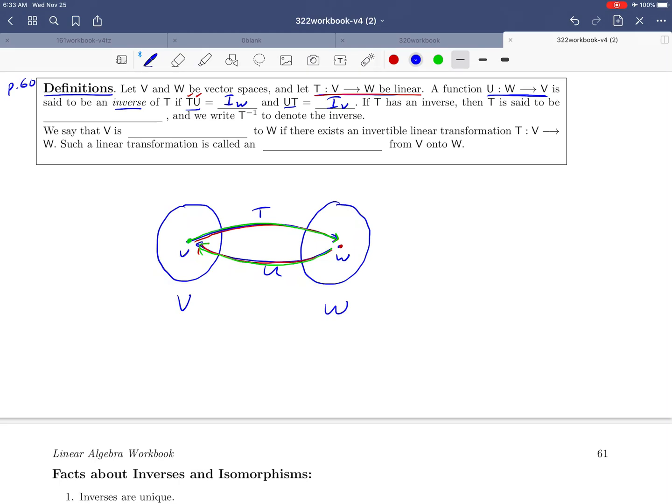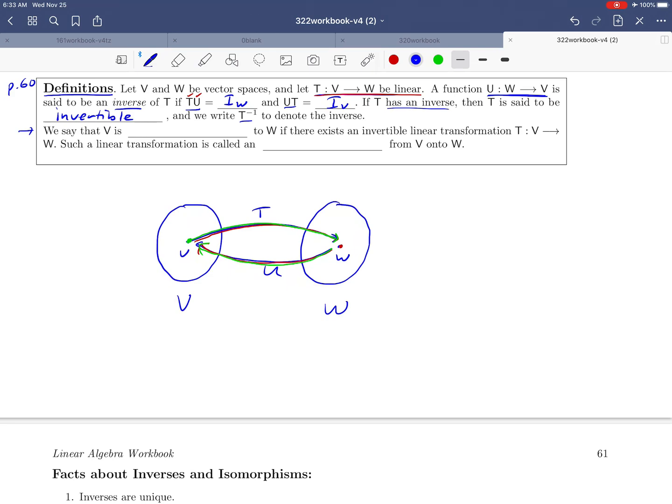And then moving on with this definition, it says if T has an inverse, then T is said to be invertible. That's just our terminology. And we write T to the -1 to denote the inverse, T inverse. So same notation that you're probably used to with functions. Okay, and we're ready for the second part of our definition.